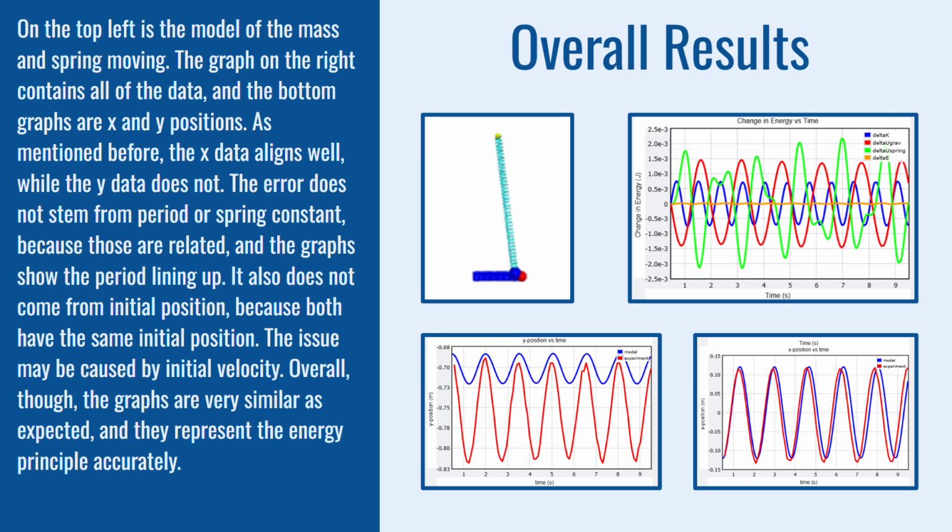The main thing to note there is that the periods line up correctly, so it's not an issue with the period in that Y position versus time graph. It's likely just the initial velocity that caused the values to be separate from each other.